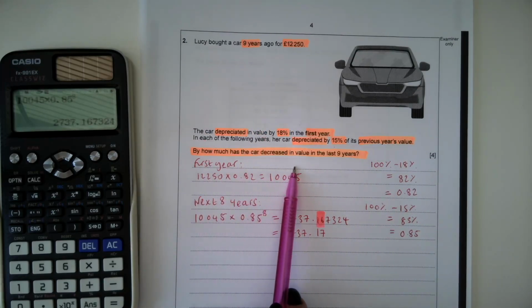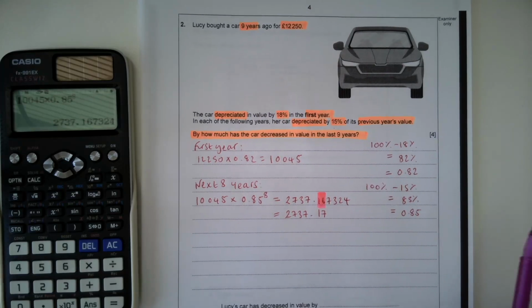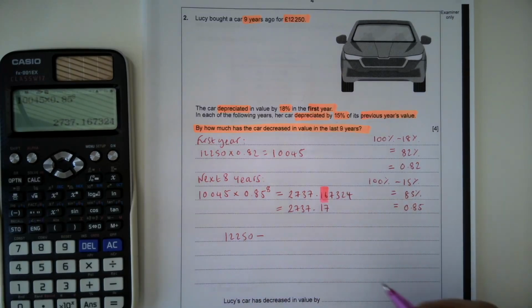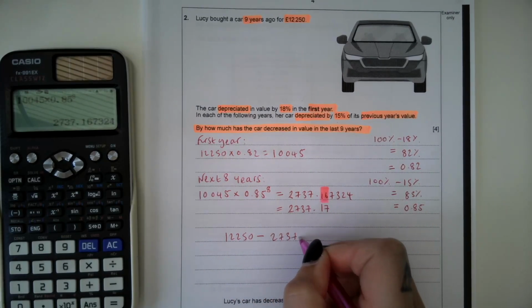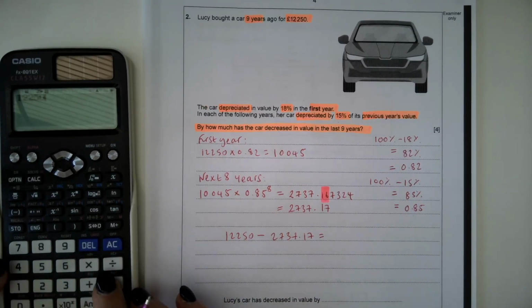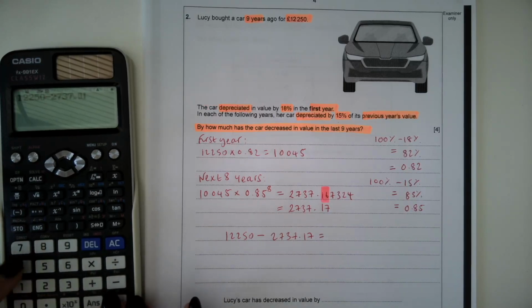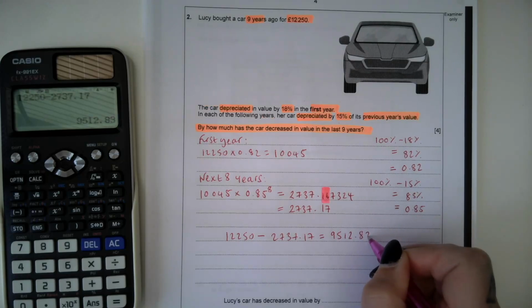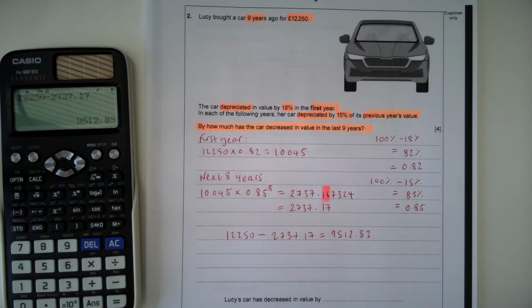We need to know how much it's decreased in value by, so we need to know the difference between this and its starting value. So 12,250 subtract £2,737.17. So £9,512.83 is how much it's decreased in value by. So £9,512.83.